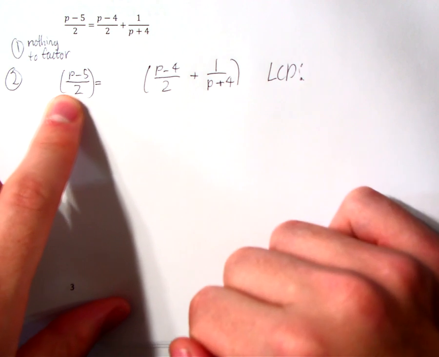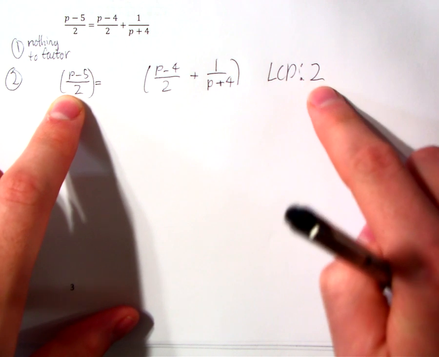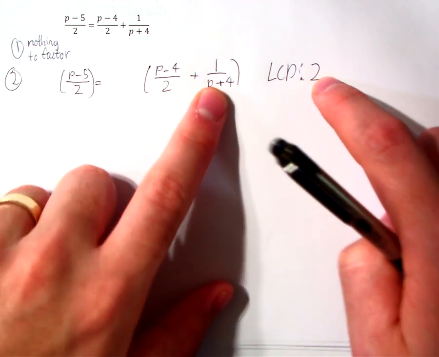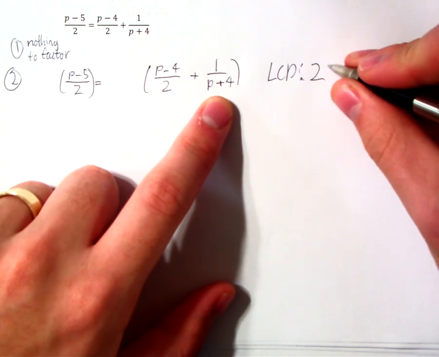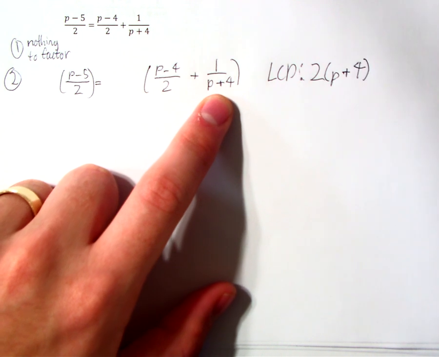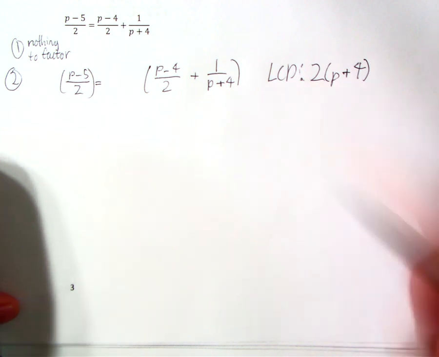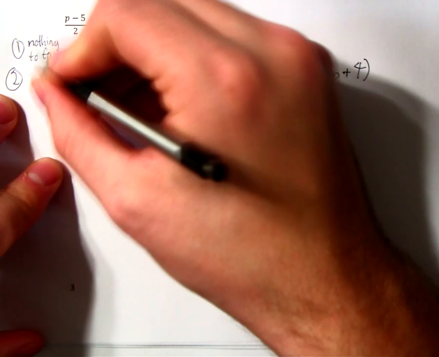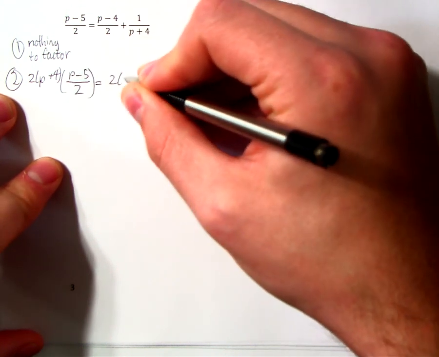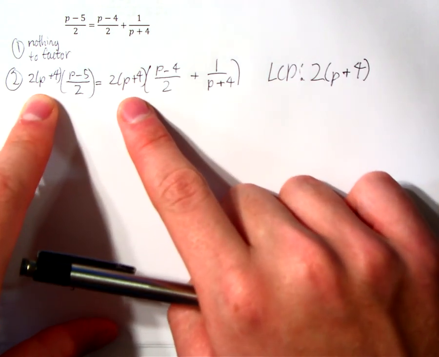Well, this denominator is just 2. So if I'm going to multiply this by something that has to get rid of the 2, that something's got to have a 2 in it. This denominator also has a 2 in it. That 2 is taken care of by that 2. And this denominator has a p plus 4 in it, which means if I'm going to cancel it with something, the LCD that I multiply everything by has to have a p plus 4 in it as well. So my least common denominator turns out to be 2 times p plus 4. So let's multiply both sides of my equation by 2 times p plus 4. And then this side, 2 times p plus 4. Okay, there. Now I've multiplied both sides of my equation by my least common denominator.